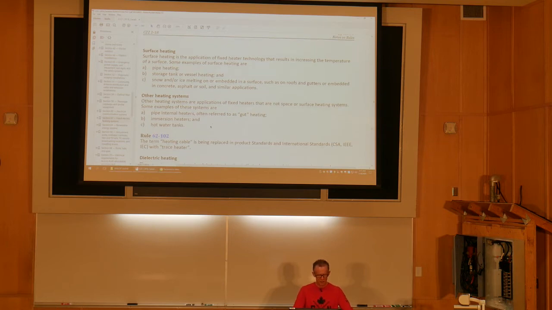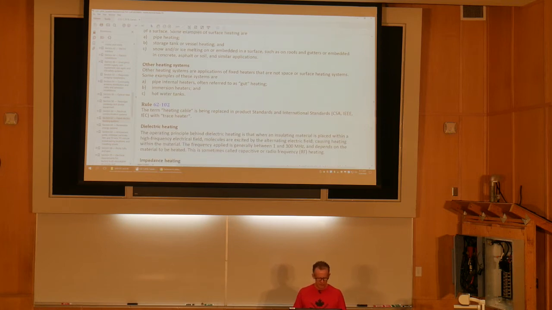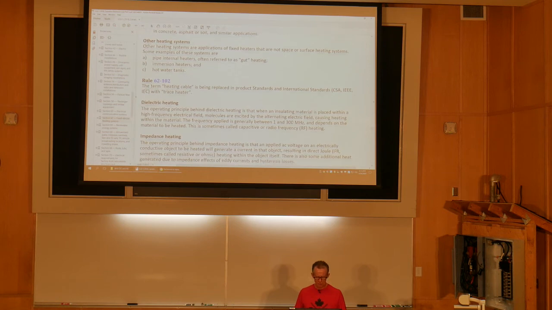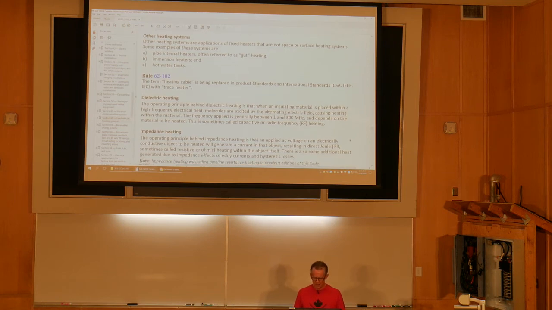Terms. 62-102. The term heating cables is being replaced in product standards and international standards with heat trace. Dielectric heating. The operating principle behind dielectric heating is that when an insulating material is placed within a high frequency electric field, molecules are excited by an alternating electric field, causing heating within the material. The frequency applied is generally between 1 and 300 megahertz and depends on the material to be heated. This is sometimes called capacitive or radio frequency heating.